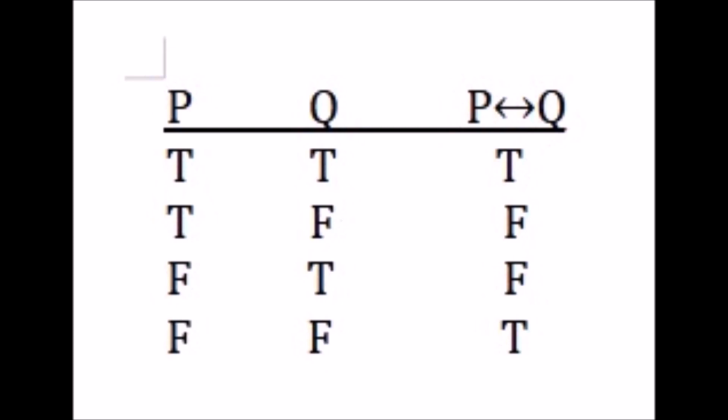And the truth table definition of the biconditional symbol is shown here. As we can see, when P and Q are both true, P double arrow Q is true. Or when P and Q are both false, P double arrow Q is true. And in the other 2 instances, it is false.